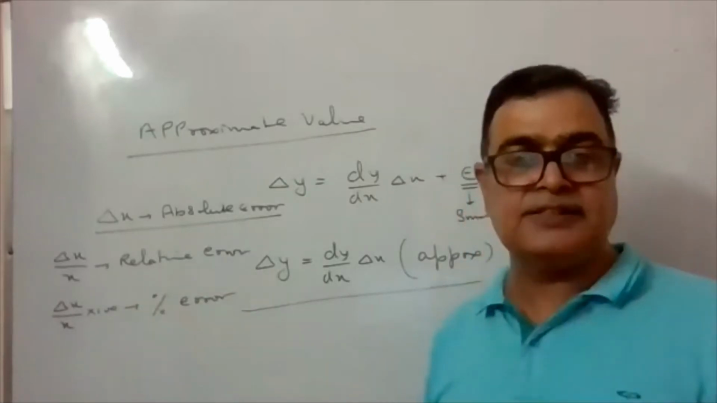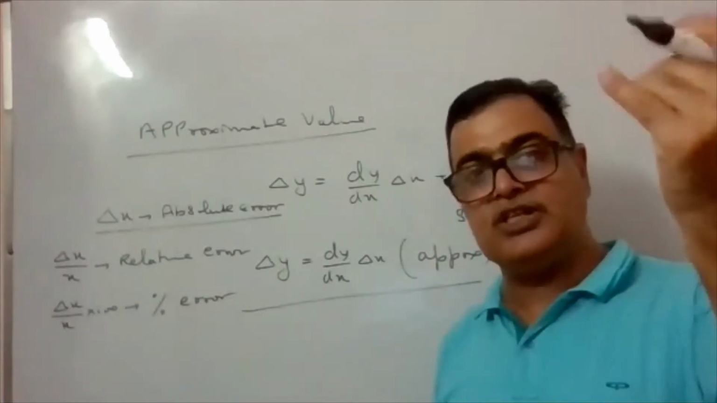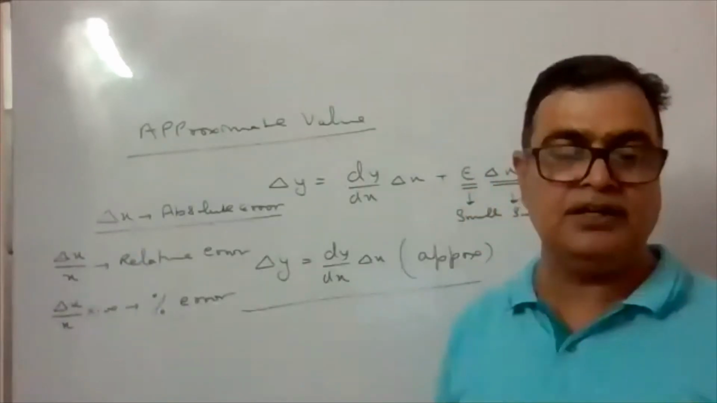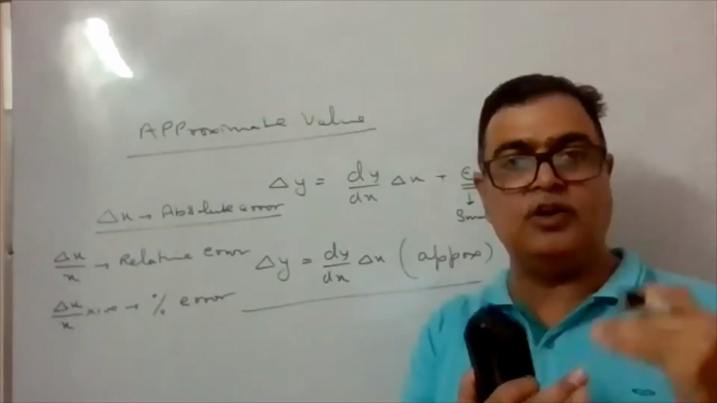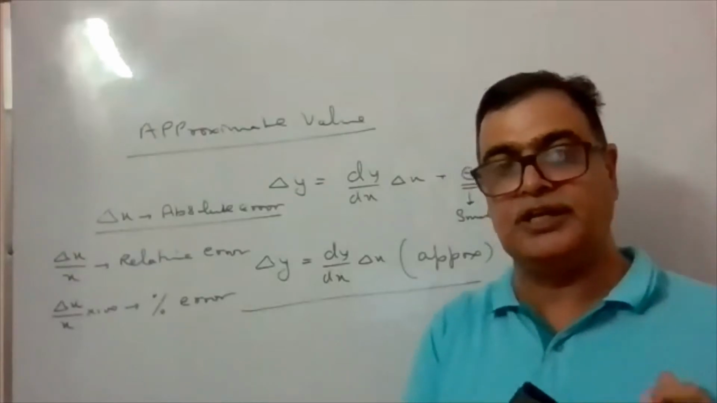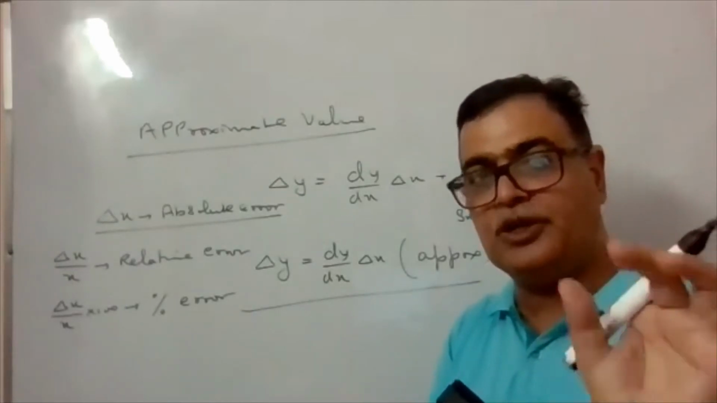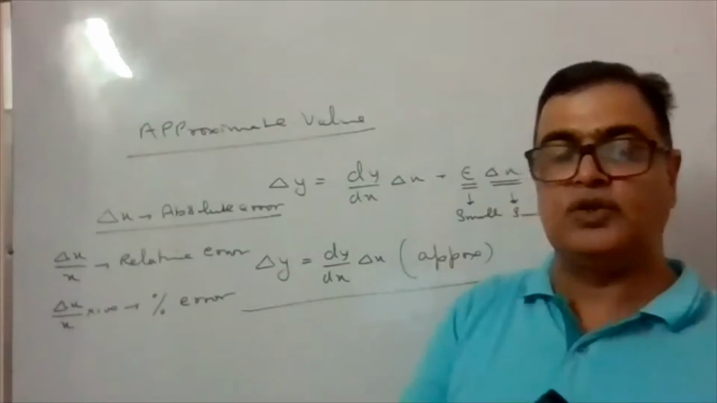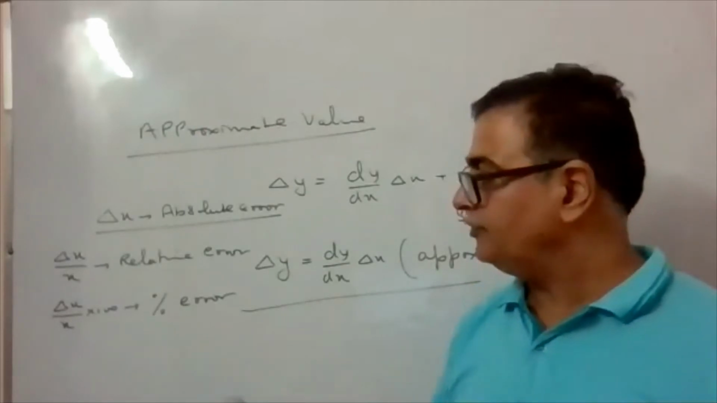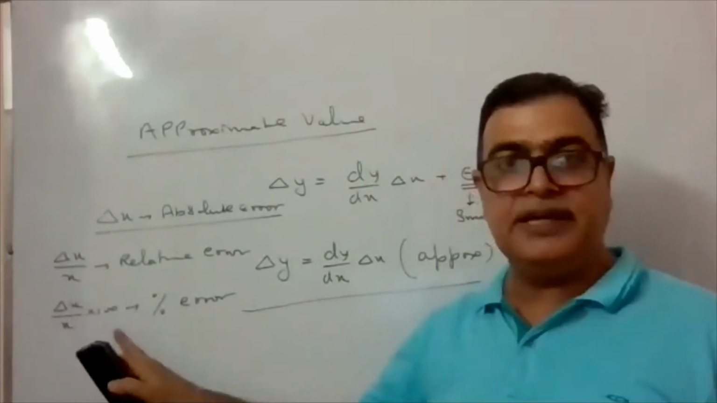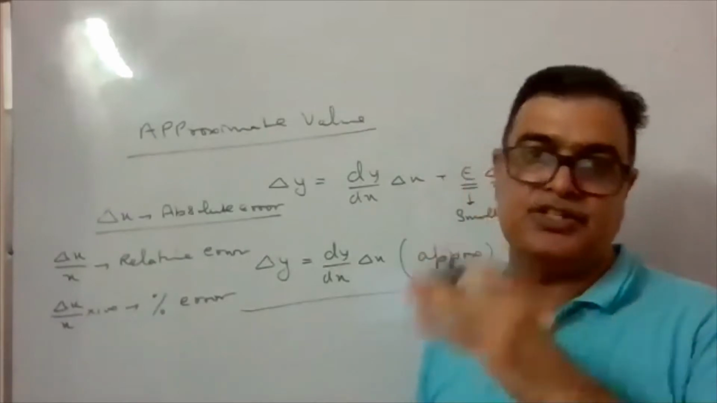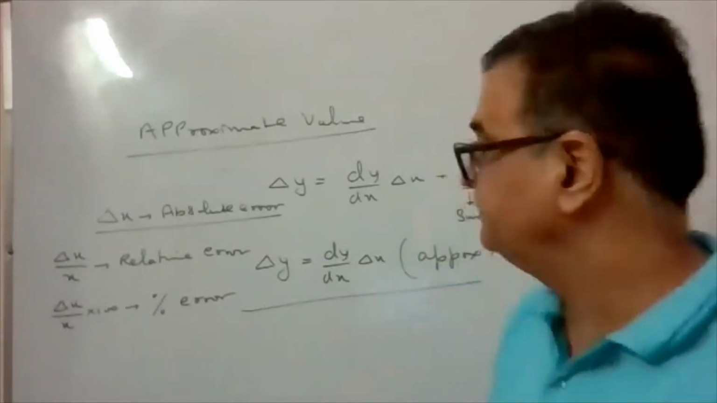Delta x by x means initial क्या थी, उसमें कितना change किया, that will be called relative error. जैसे आपने 25 है और 25 में 25.2 कर दिया, तो that is an error you are creating as 0.2. So 0.2 with respect to the actual, that is 25. And if you take delta x by x into 100, it will become percentage. That also you should do.